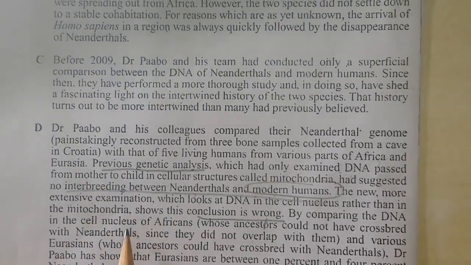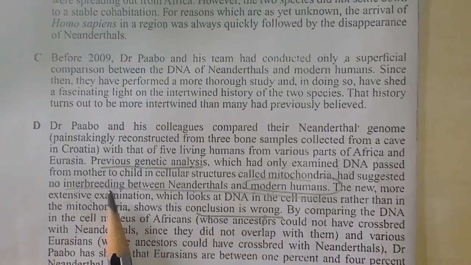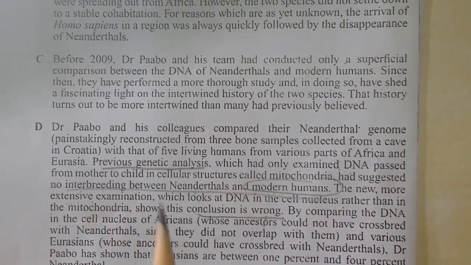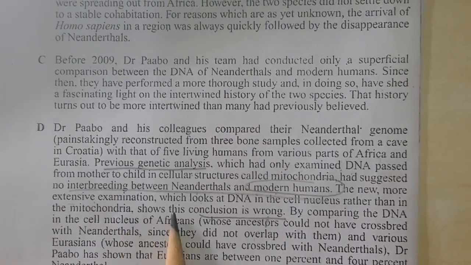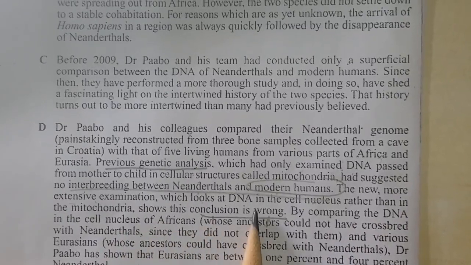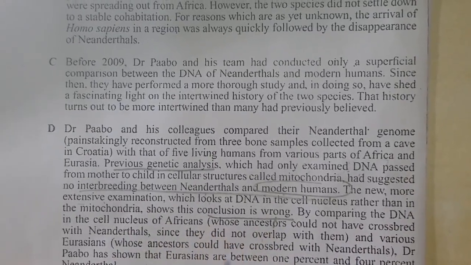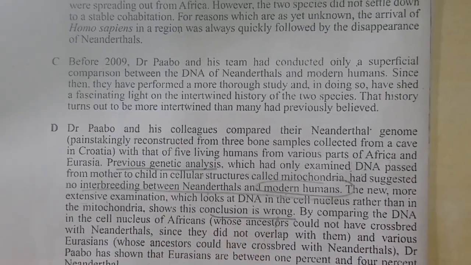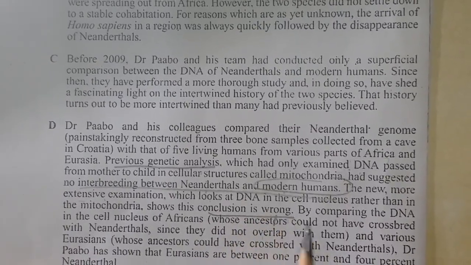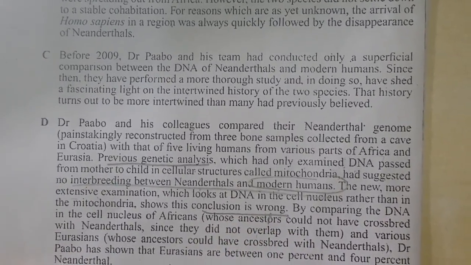So here he is saying no interbreeding. Still I gave the answer interbreeding, because in the next lines it is clear that the extensive examination which looks at the DNA shows there was interbreeding between both groups. We are saying the earlier conclusion is wrong. From here we got the first answer.